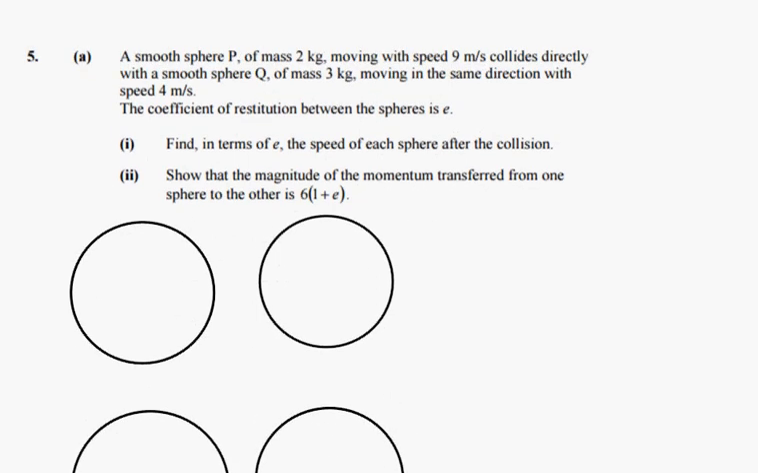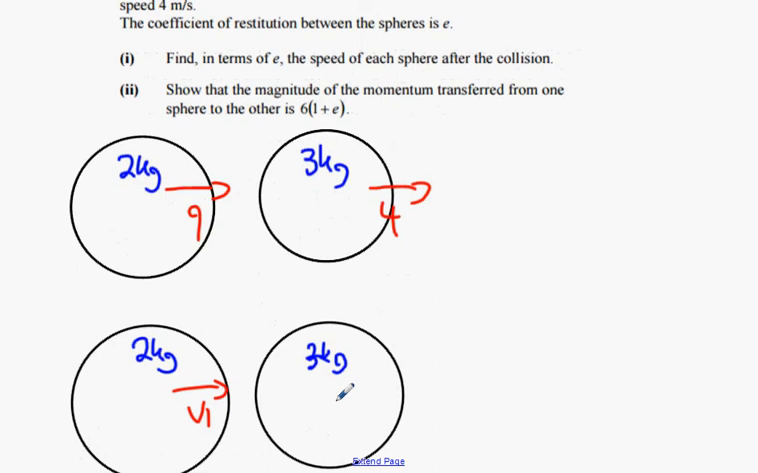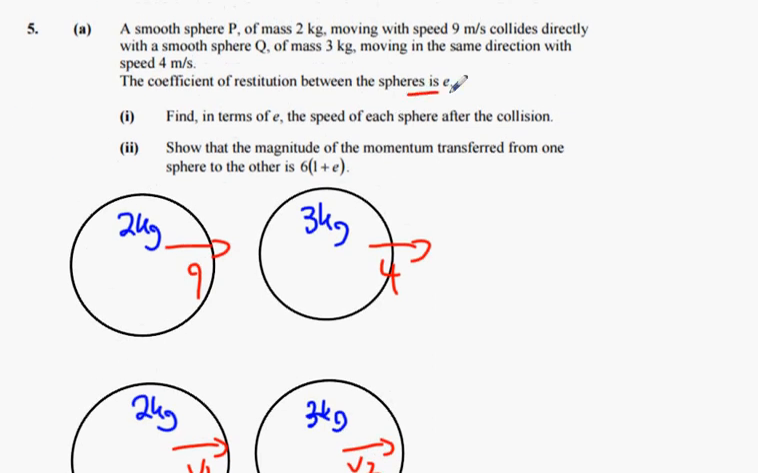Okay, so 2 kilograms, 3 kilograms, 3 kilograms, 2 kilograms, before and after. Now they're only moving in one direction, so this one's going speed 9. This one's going speed 4 in the same direction, and then after the collision, V1 and V2, and then the coefficient of restitution is E. Don't know anything about it. Find in terms of E the speed of each sphere after the collision.